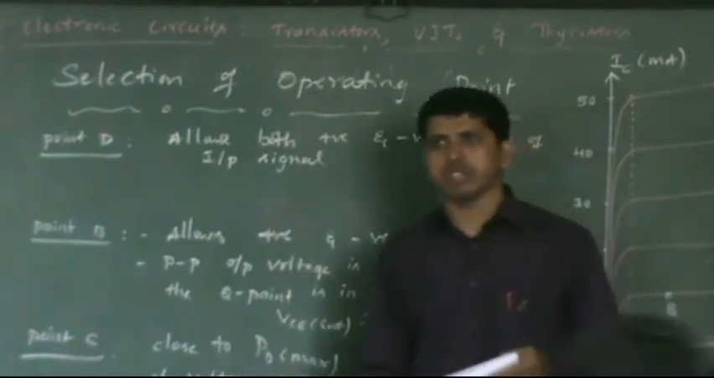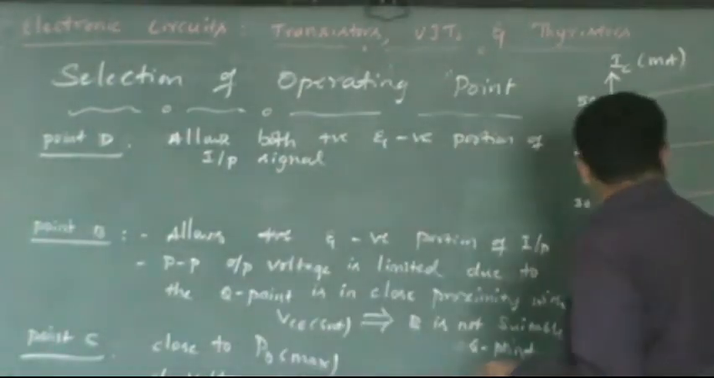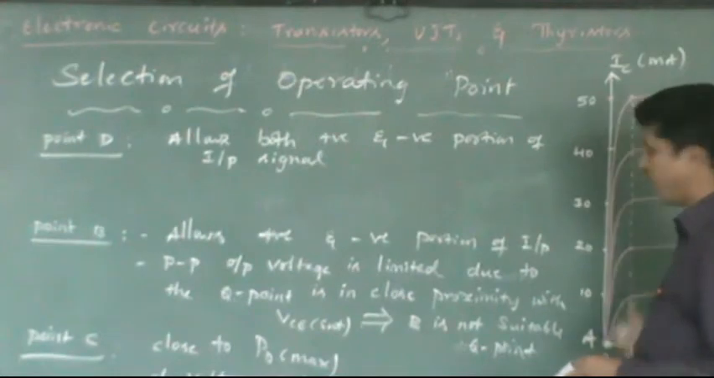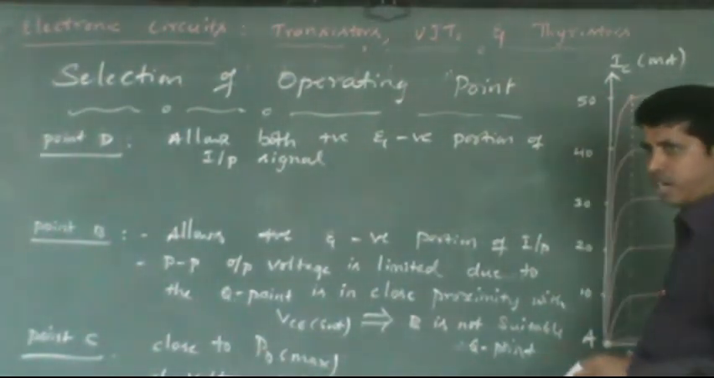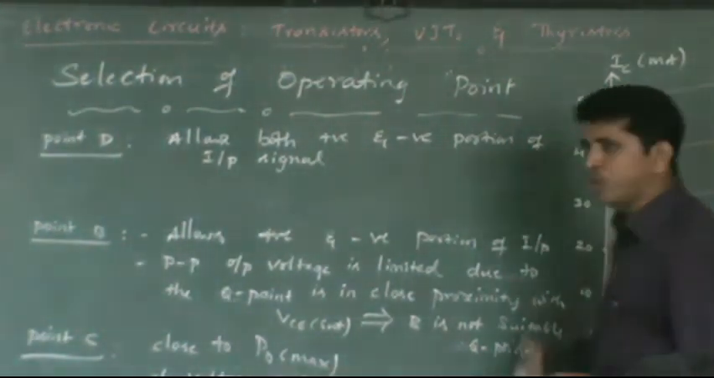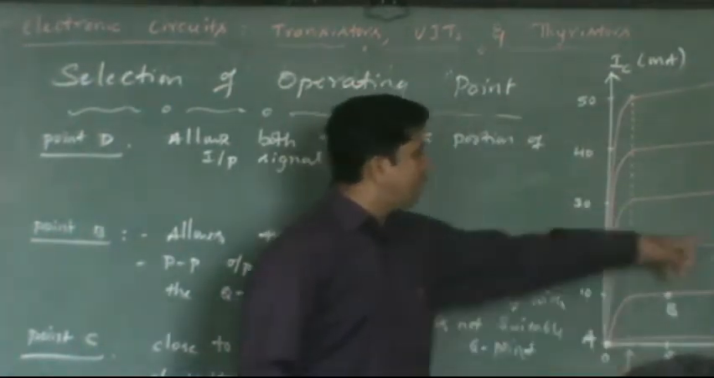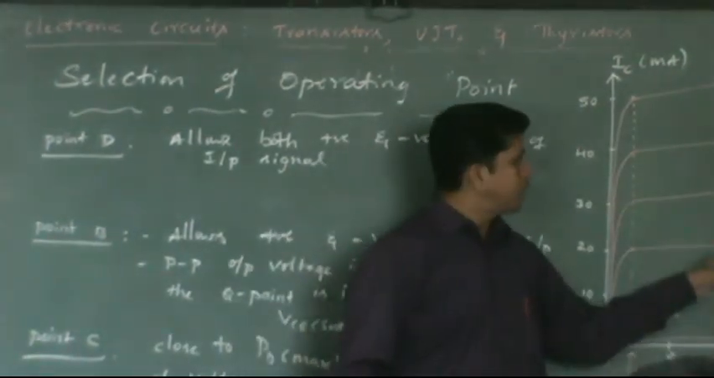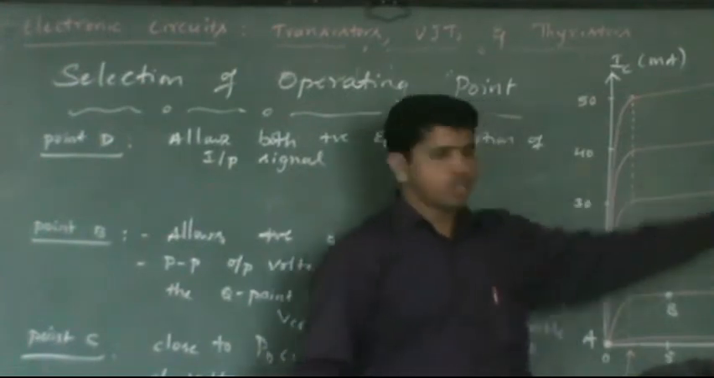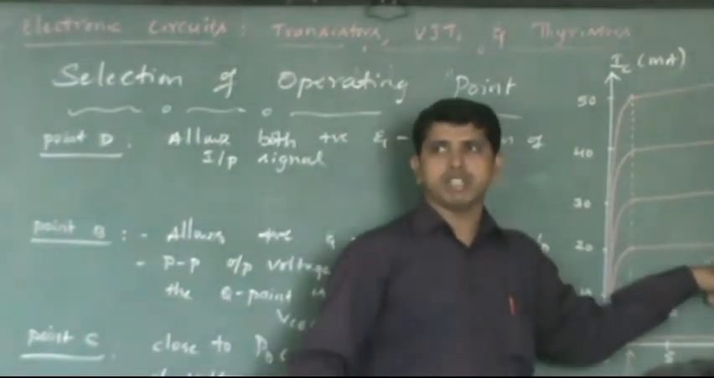Moreover, this is in the active region. Okay, this is not even close to the saturation. This is going to be the saturation region of the transistor characteristics. It is not in the saturation. Point D is not even in the cutoff region also. Point D is not in the breakdown region also. So point D is exactly in the middle of the active region.